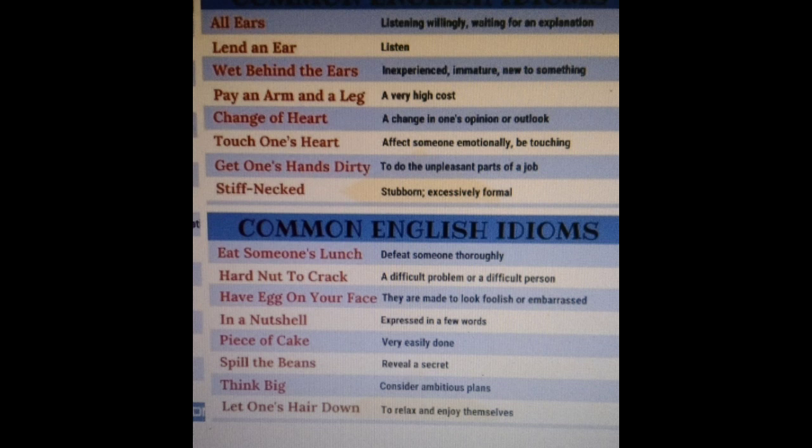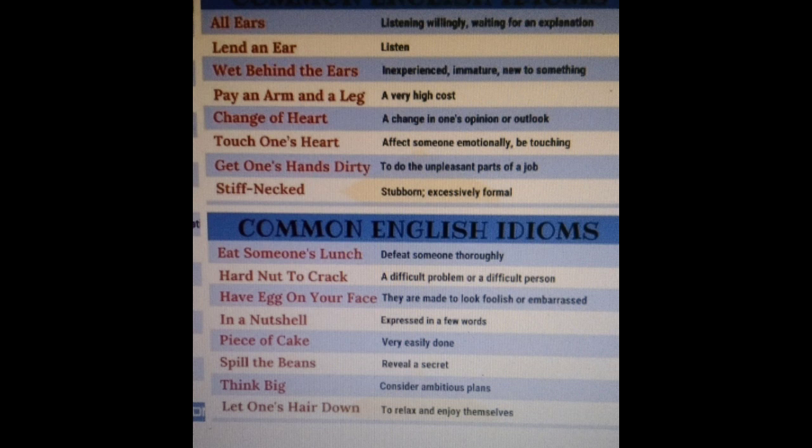Lend an ear, meaning listen. Wet behind the ears, meaning inexperienced, immature, new to something. Pay an arm and a leg, meaning a very high cost. Change of heart, meaning a change in one's opinion or outlook. Touch one's heart, meaning affect someone emotionally. Get one's hands dirty, to do the unpleasant parts of a job. Stiff necked, stubborn. Eat someone's lunch, defeat someone thoroughly.